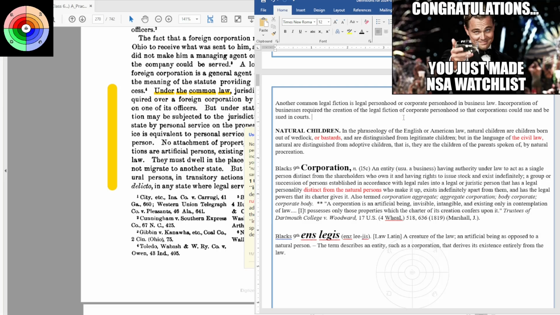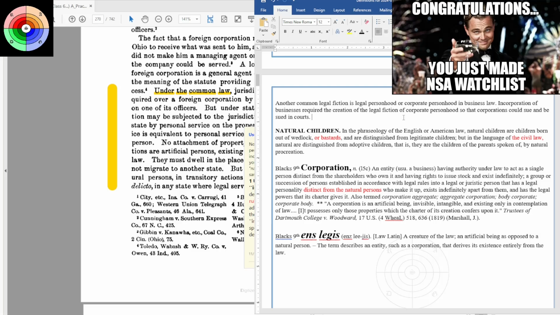Quote, a corporation is an artificial being, invisible, intangible, and existing only in contemplation of law. It possesses only those properties which the charter of its creation confers upon it. That's Trustees of Dartmouth College versus Woodward. So on and so forth. And then Black's Ninth, another one. Ens legis, Latin, law, a creature of the law.